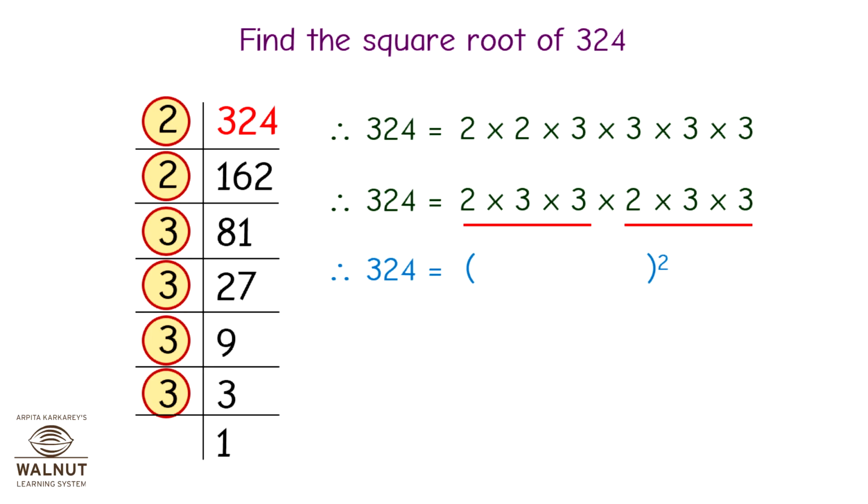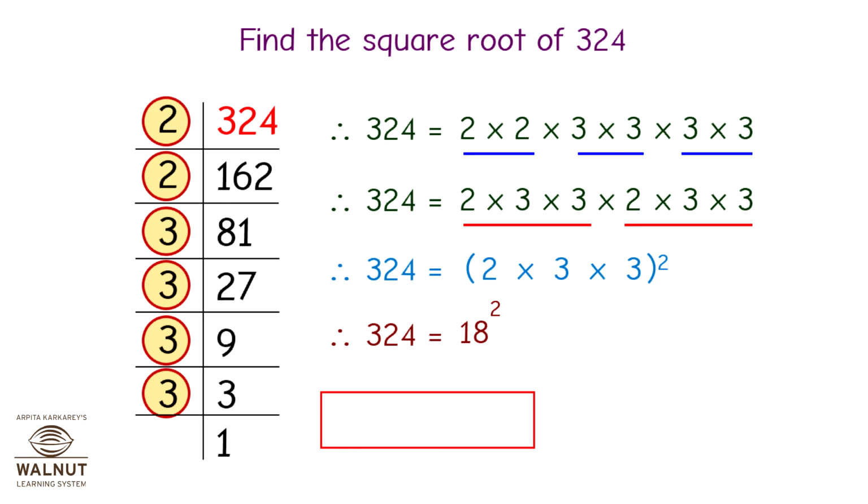So it will look like 324 is equal to 2 into 3 into 3 squared. 2 into 3 into 3 is 18. Therefore, 324 is equal to 18 squared. Now, we write 324 in the radical sign, which is equal to 18. Therefore, the square root of 324 is equal to 18.